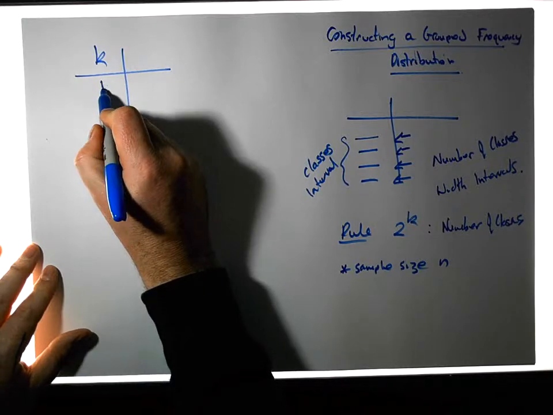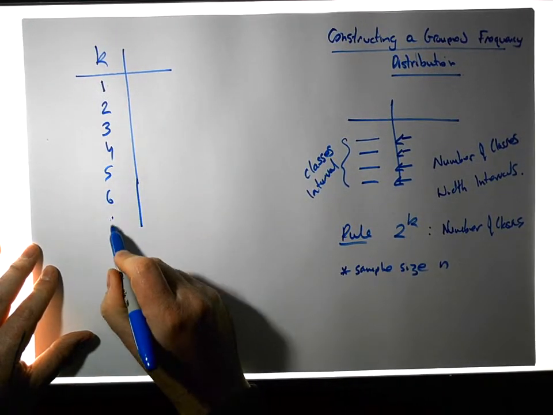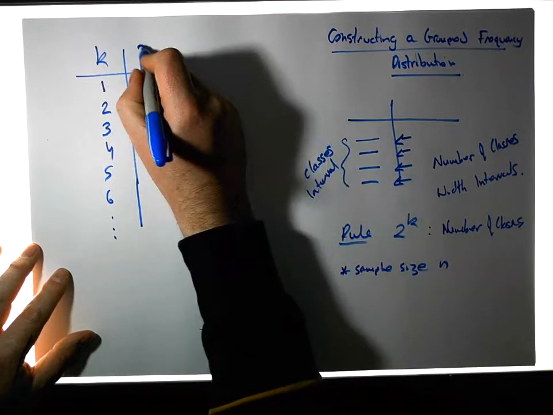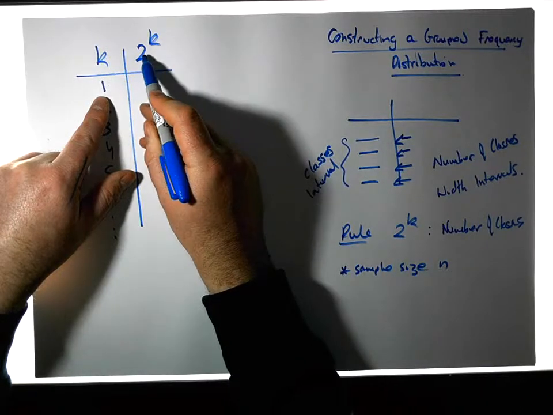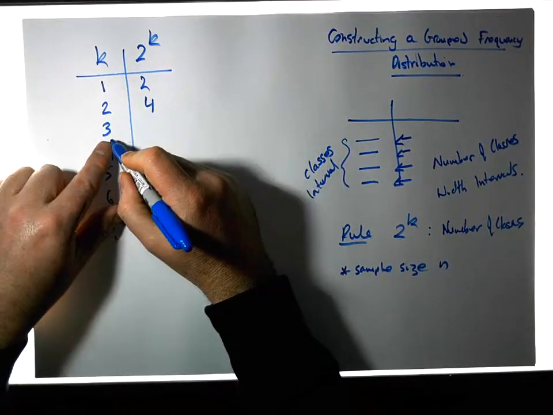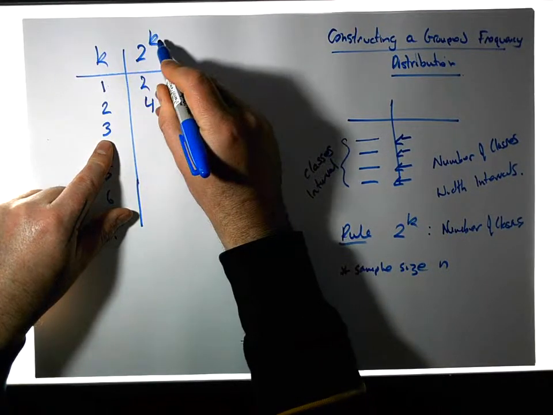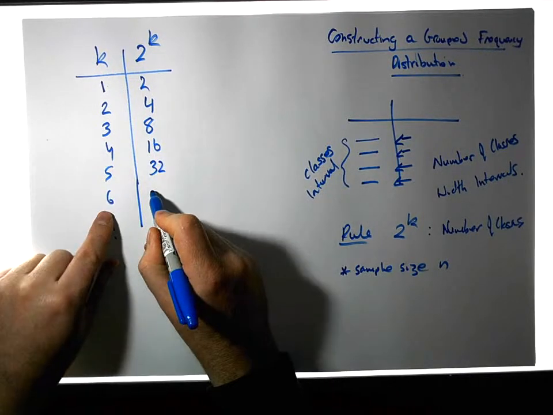You could have a distribution of 1, 2, 3, 4, 5, or 6 classes, and so on. We're just going to calculate 2 to the power of k. When k is 1, 2 to the power of 1 is 2. When k is 2, 2 squared is 4. When k is 3, 2 to the power of 3 is 8, then 16, 32, 64.